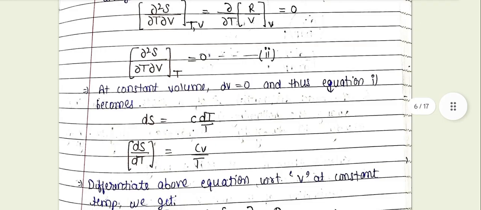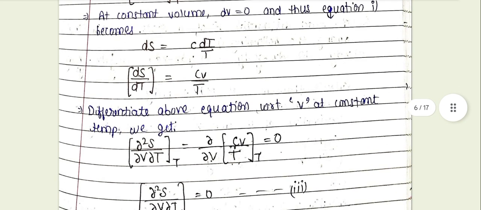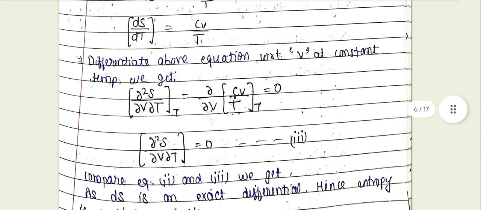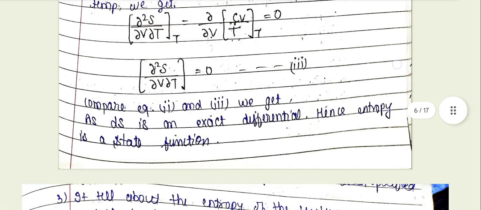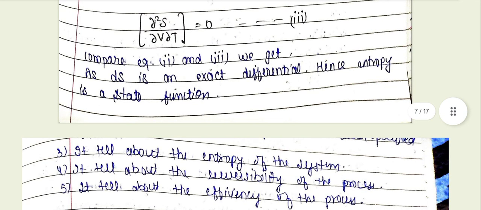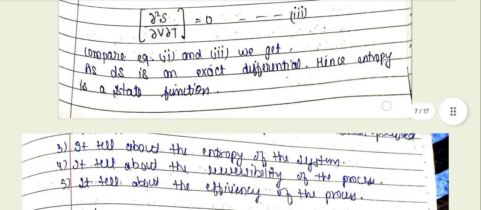At constant volume, dV is equal to 0 and thus equation first will become dS is equal to C dT upon T. dS upon dT will become equal to Cv upon T. Differentiate the above equation with respect to volume at constant temperature and we will get d square S upon dV dT is equal to 0. Compare the equation second and the third. We will get that as dS is an exact differential, hence entropy is a state function.